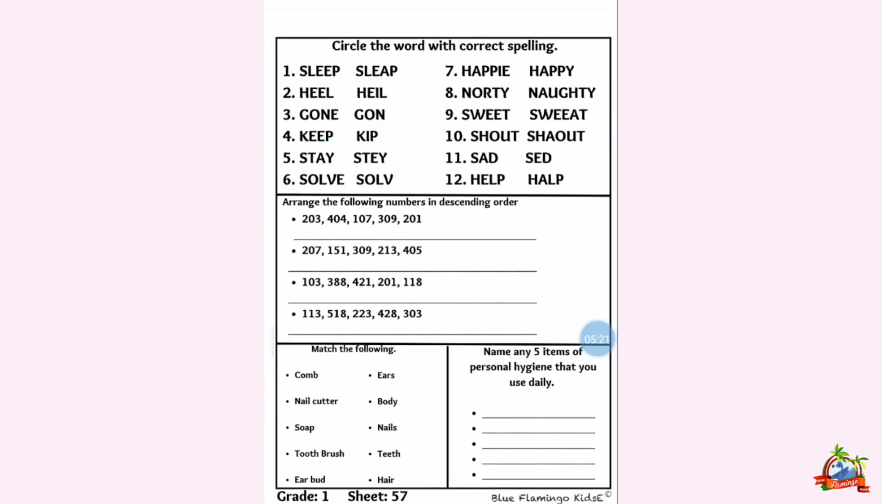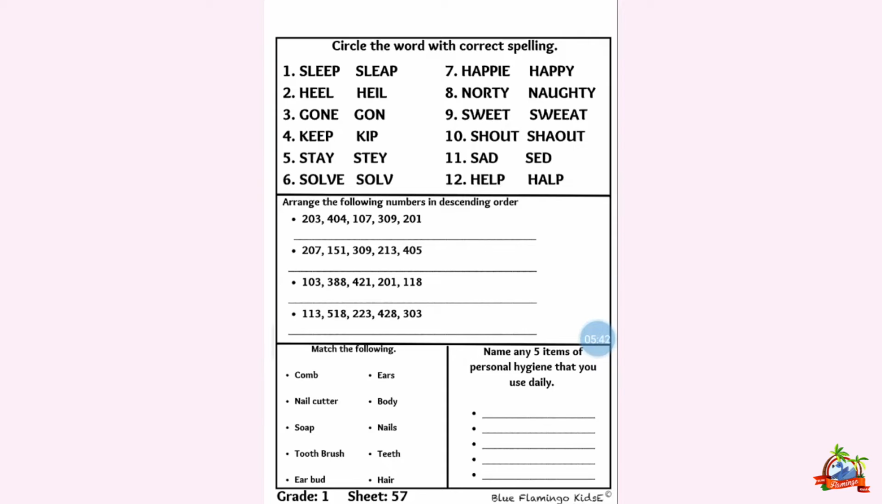Now, see the next section of the sheet. Maths. Arrange the following numbers in descending order. Okay, descending order में numbers को arrange करना है. Descending order means in decreasing order, from bigger to smaller, बड़े से छोटा.